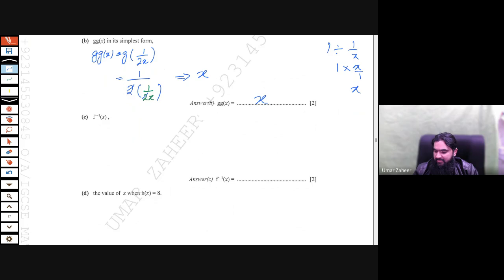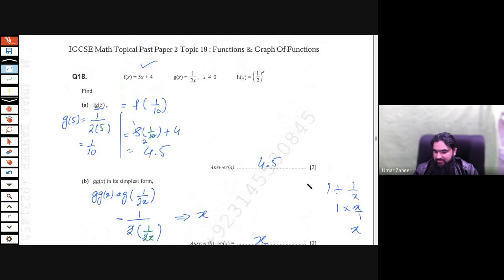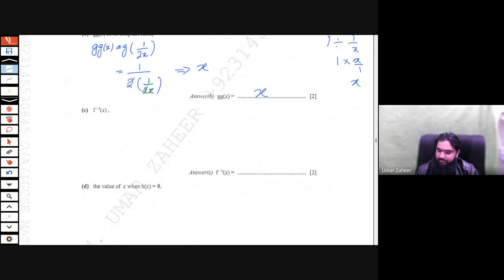Now, next we have to find f inverse of x. f is 5x plus 4. Again, the first step is to replace f of x with y. Make x the subject: y minus 4 divided by 5 is equal to x. So replace y with x, and x is f inverse of x.